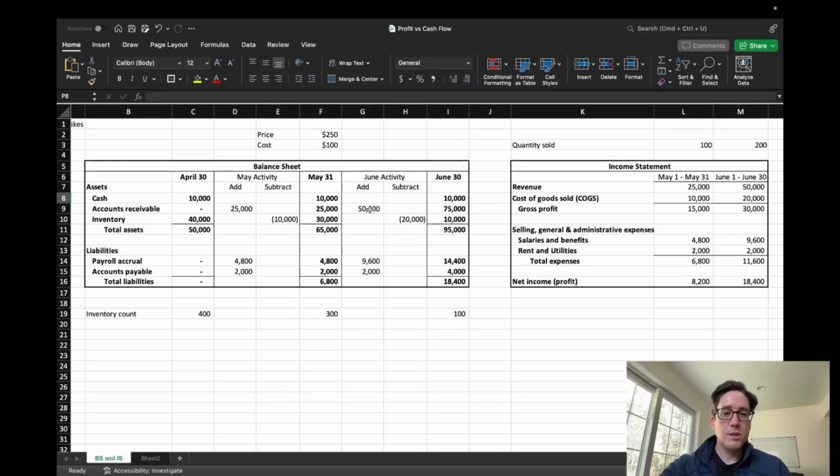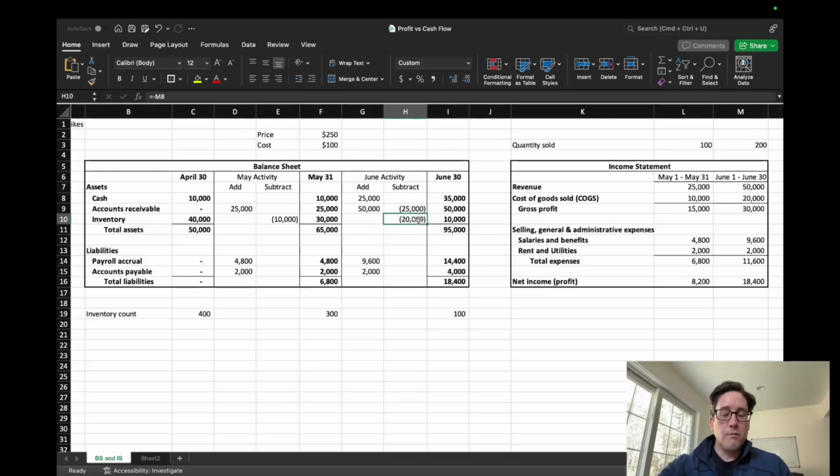So let's switch this around a bit. Let's say in June, I collect my prior month's accounts receivable. So I get $25,000 of cash. In my receivable, this is the addition from June, the sales for June. But let's say I collected my May sales. More cash, less receivable.